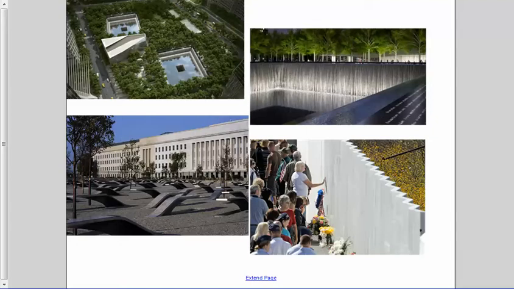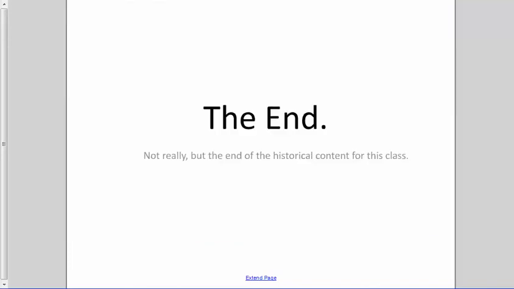So 9/11 is kind of our final piece with history in this class. So we see this culmination of all our different Middle Eastern policies, and we have to change our Middle Eastern policy after it. It's very different than what we had done before. So we declare the war on terror, and it changes things. So this is actually the end of your notes for U.S. history, period. It's not really the end of history, but it's the end of the content for this class.